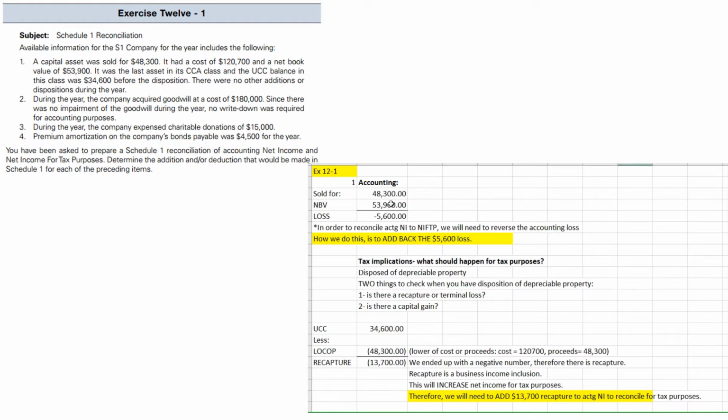On the accounting side, it was sold for $48,300 less the net book value of $53,900 for a loss of $5,600. For accounting for net income for tax purposes, we need to add back the $5,600.